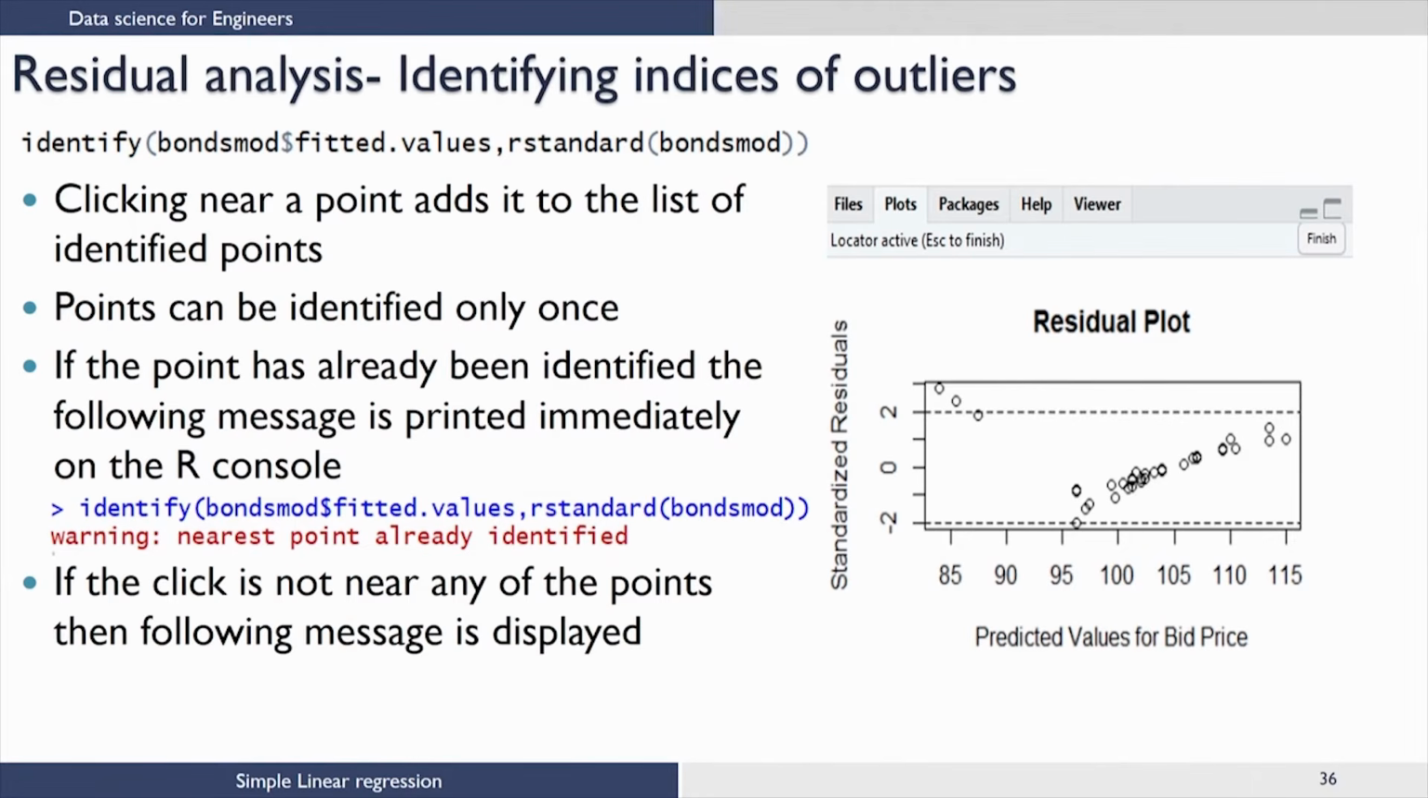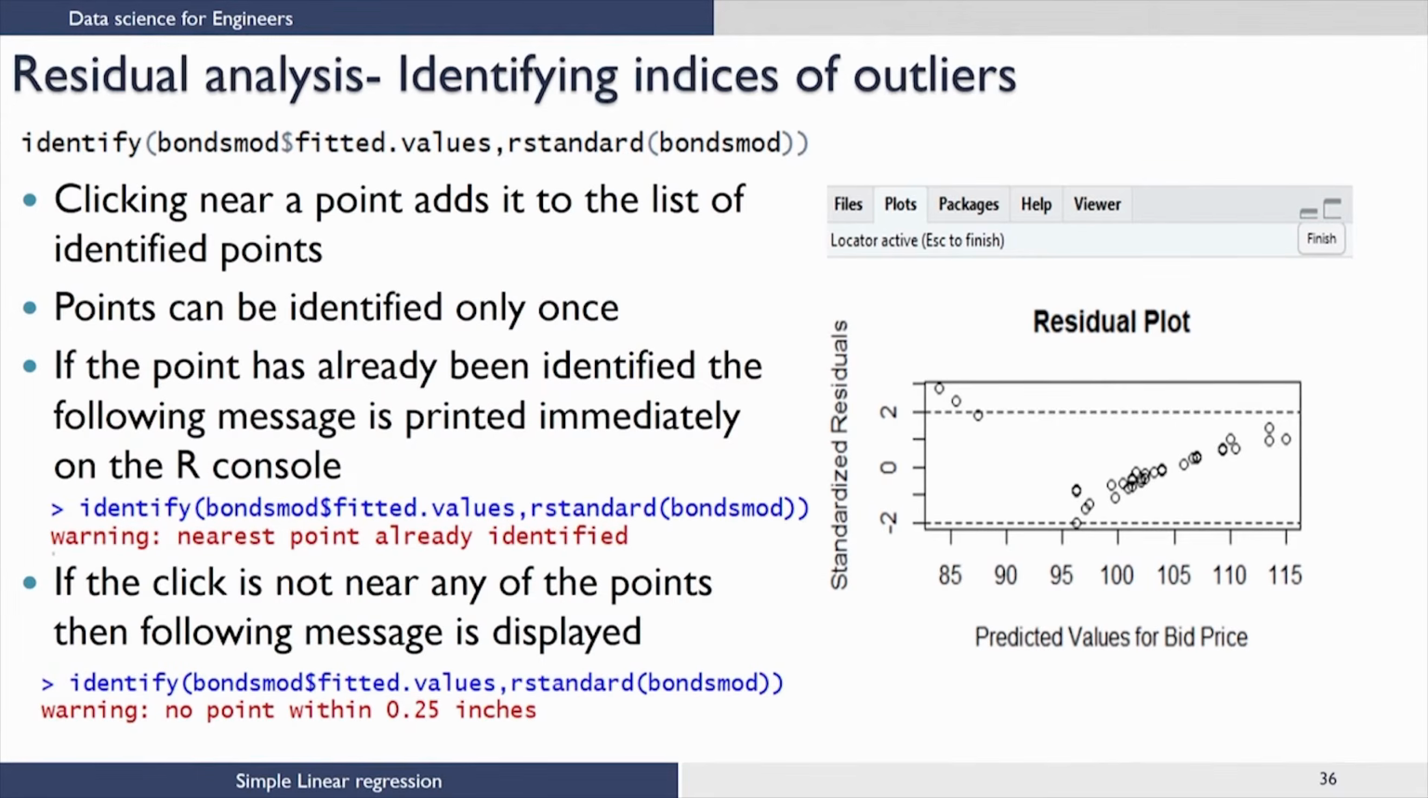It will be a warning which reads, nearest point already identified. If you do not click near any of the points, then a message is displayed which says that no point is identified within 0.25 inches. So, if I click here, I do not have any points closest to it, so it will display a message saying no point within 0.25 inches.